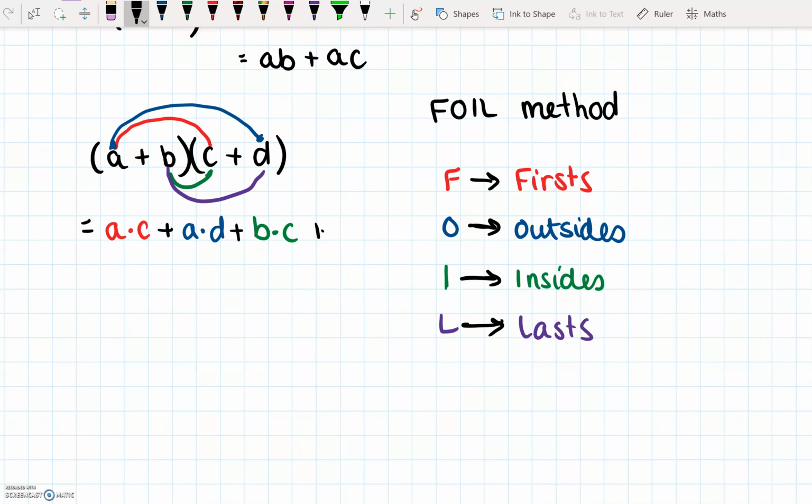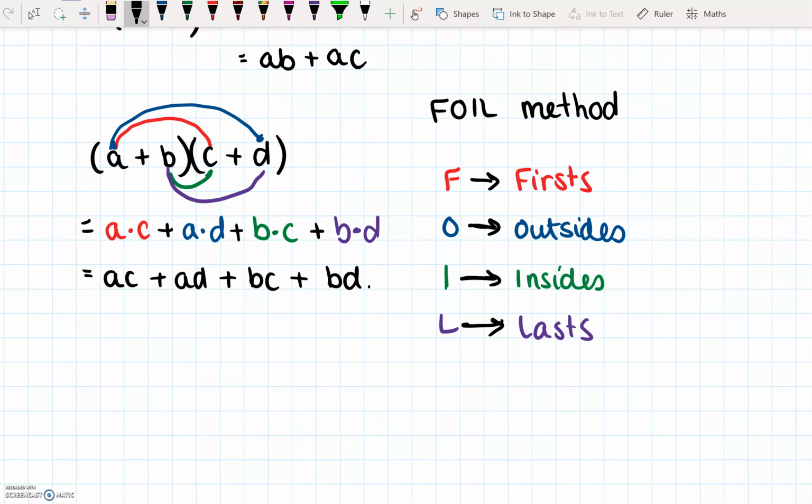Okay, so we can now simplify that. We get ac plus ad plus bc plus bd. Now we're not going to have a plus b times c plus d. That's not usually going to happen.